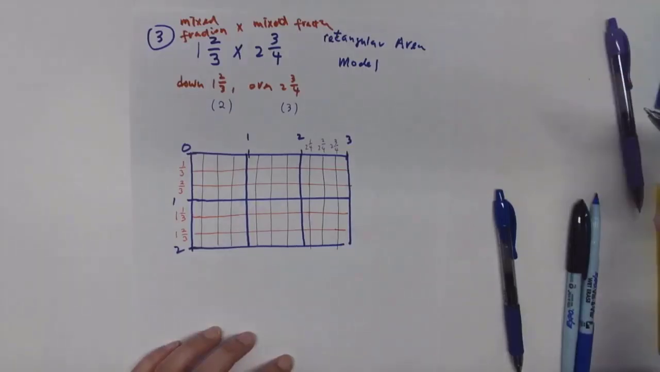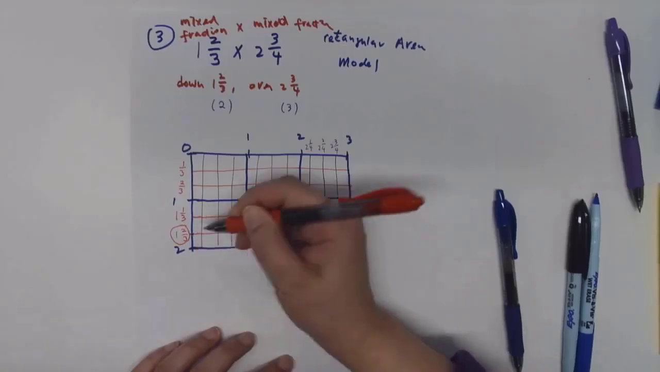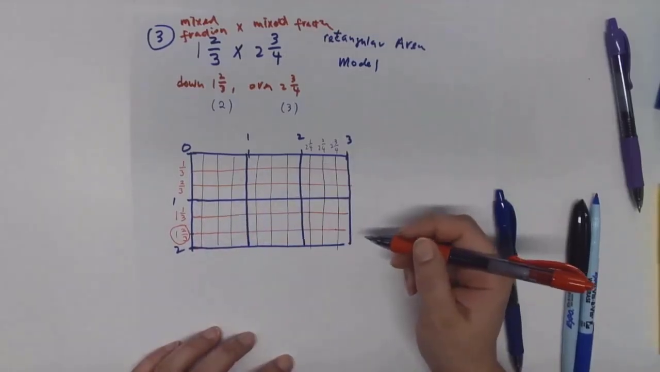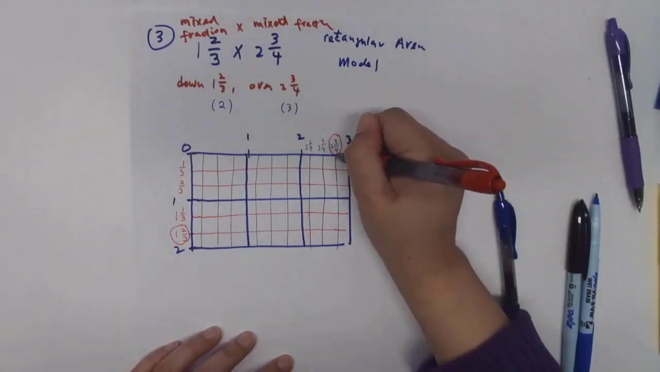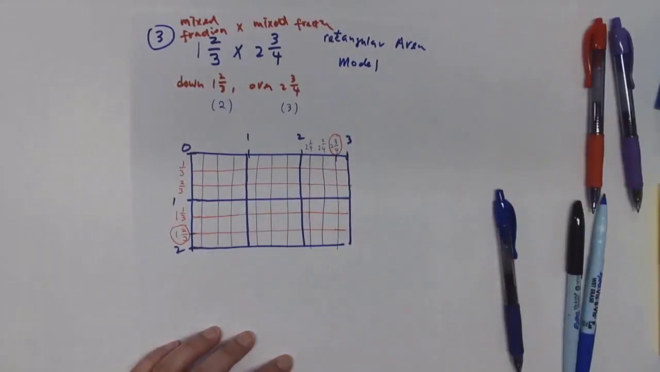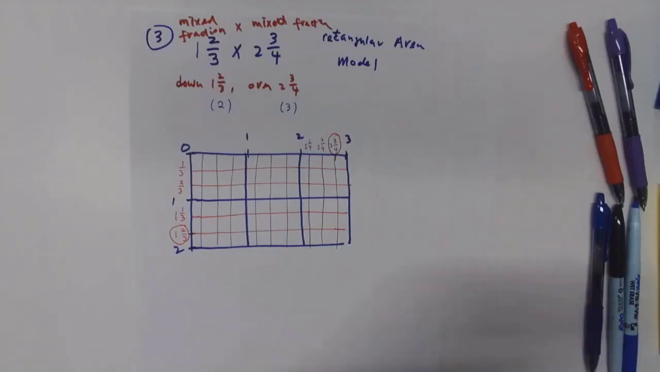Color down to 1 and 2/3. I'm going to circle that. Make sure you go to the correct place. And then over to 2 and 3/4, which is here, right? It would be helpful if you have colored pencils, but don't draw it too small, or it's going to be hard to see how many boxes you have. So I'm going to color down to 1 and 2/3, over to 2 and 3/4.